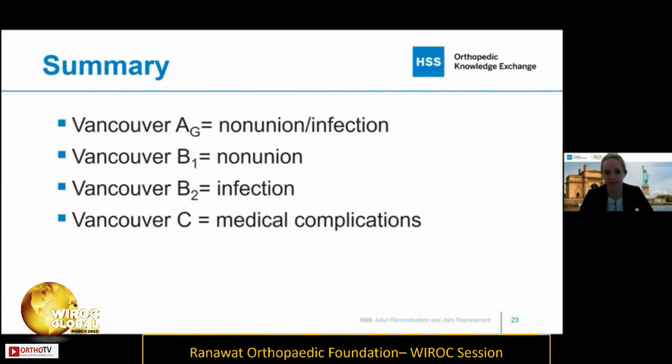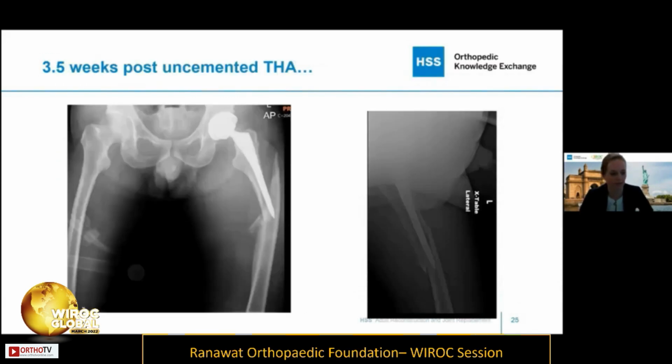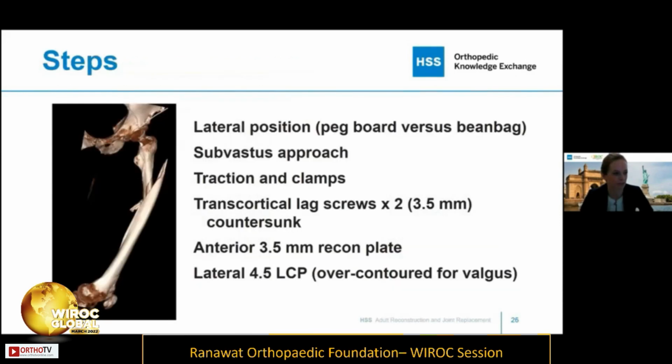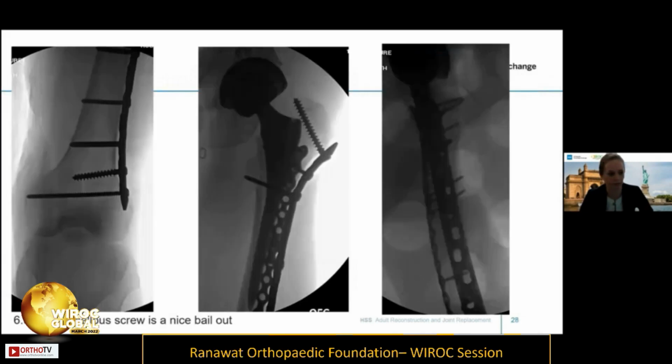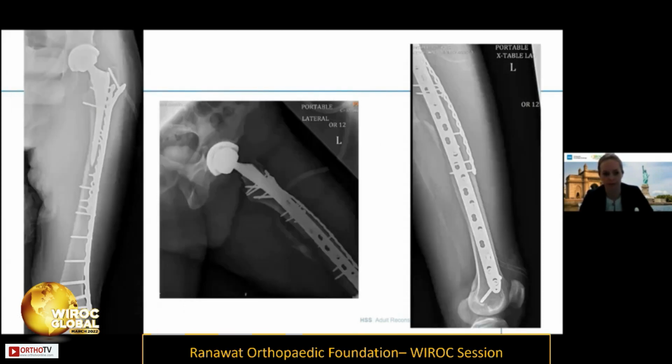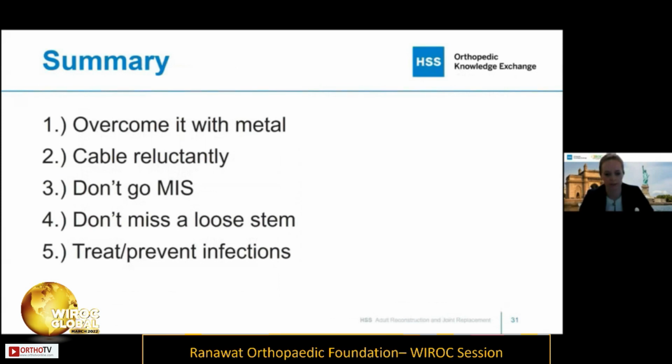I think I'm a little bit short on time, so I'm going to fly through these slides. This is a B1. I'll just show you briefly how I fix these now that I've had several failures. I try to position them laterally so I can get good x-rays. I use a subvastus approach. I use 2 screws whenever possible to lag the fracture and hold it in position. And then I use a recon plate anteriorly or posteriorly, depending on positioning of the fracture, and a large locking plate laterally. Try to span the entire femur and contour the plate into valgus, and that can help to overcome the deforming forces of varus that you experience throughout the femur. So you can see this patient did well.